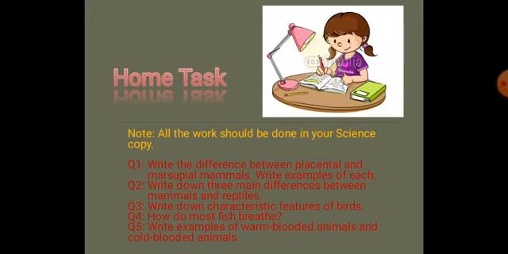Question number 3, write down characteristic features of birds. Question number 4, how do most fish breathe? Question number 5, write examples of warm-blooded animals and cold-blooded animals.